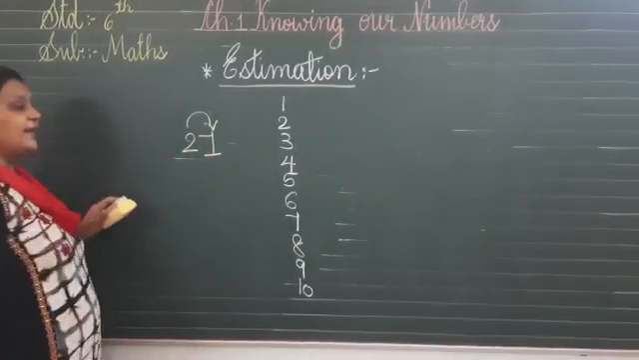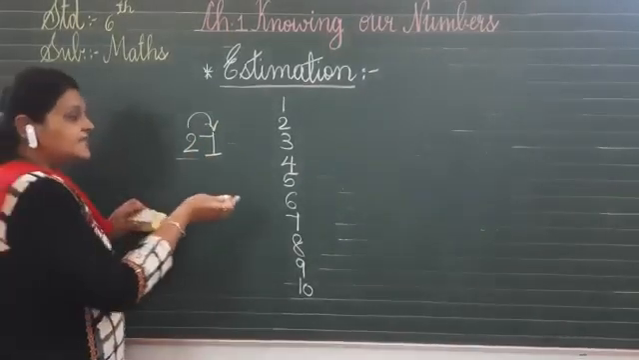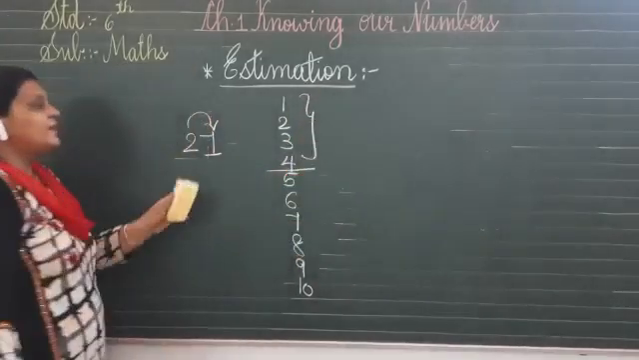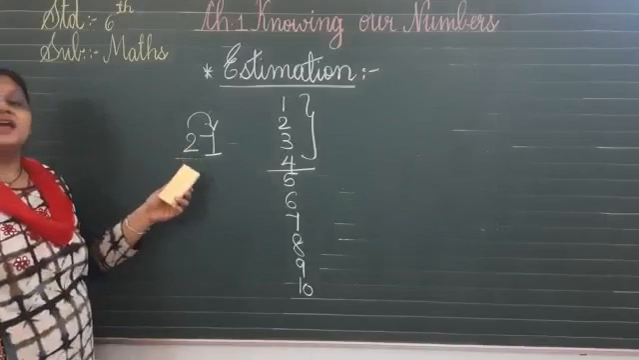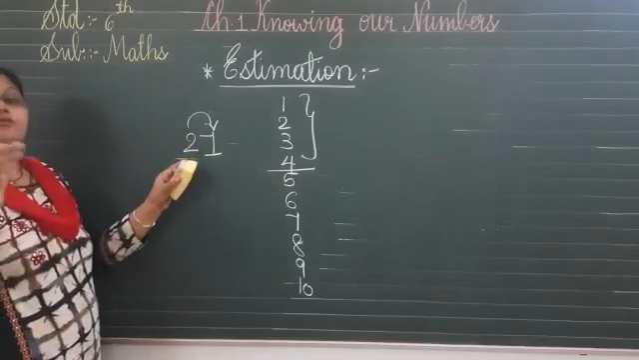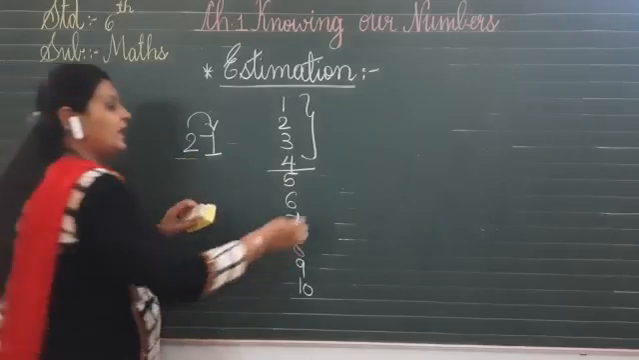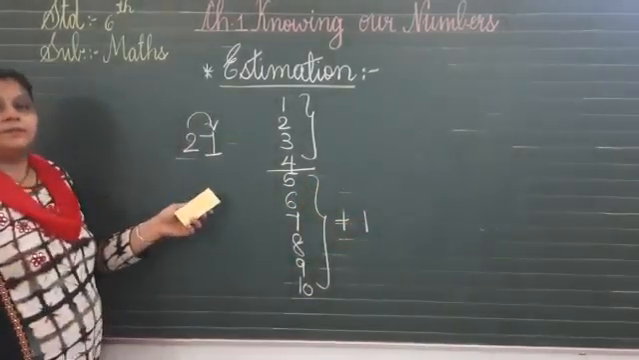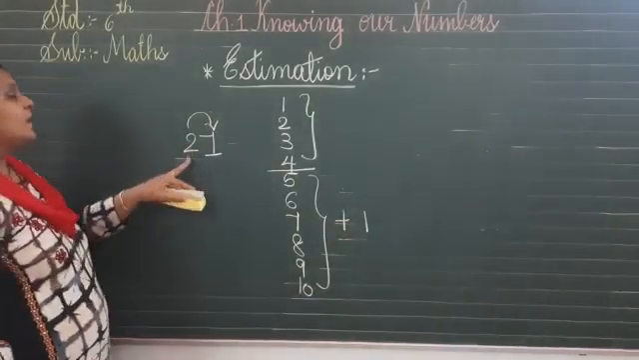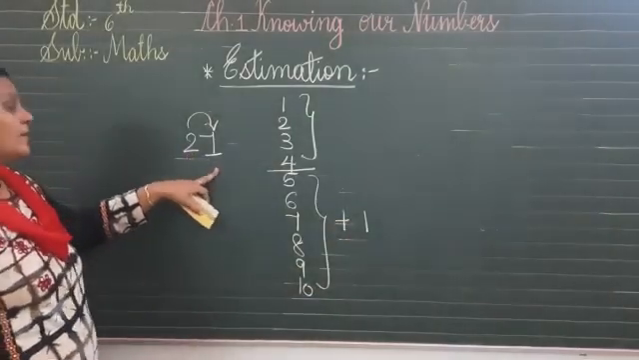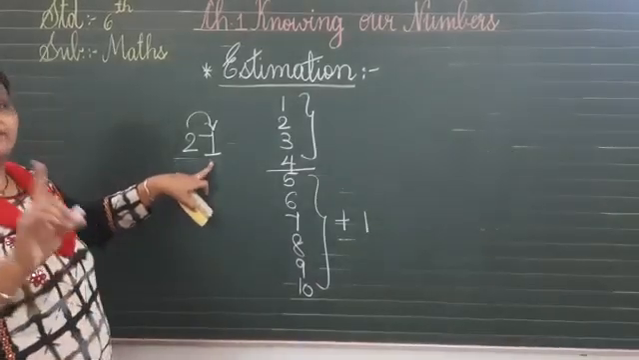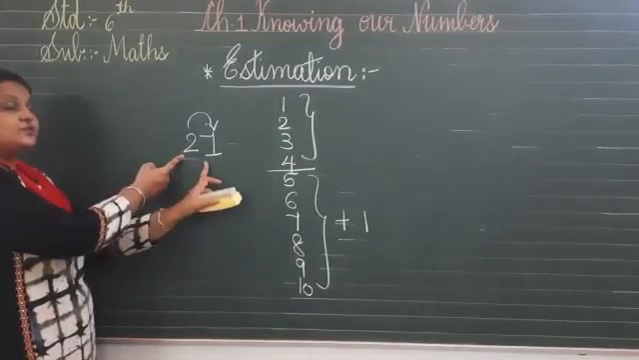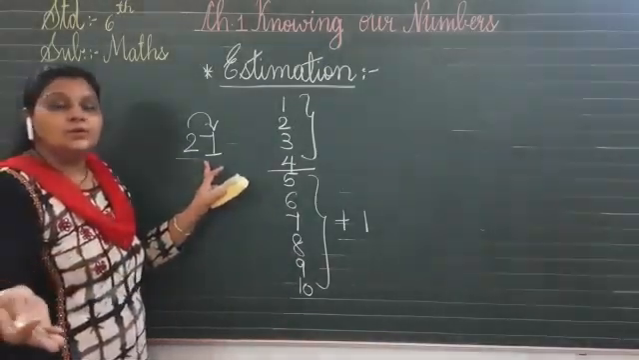Whenever we are rounding off a number to the nearest tens, we will check the ones place. If the ones place is less than 5, then you have to keep the number as it is. If it is 5 or more than 5, then you have to add 1 to the given number. How? Let us see in this example. It is 27. 7 is greater than 5. So we will add 1 to the tens place, and the rest of the digits we have to convert into 0.